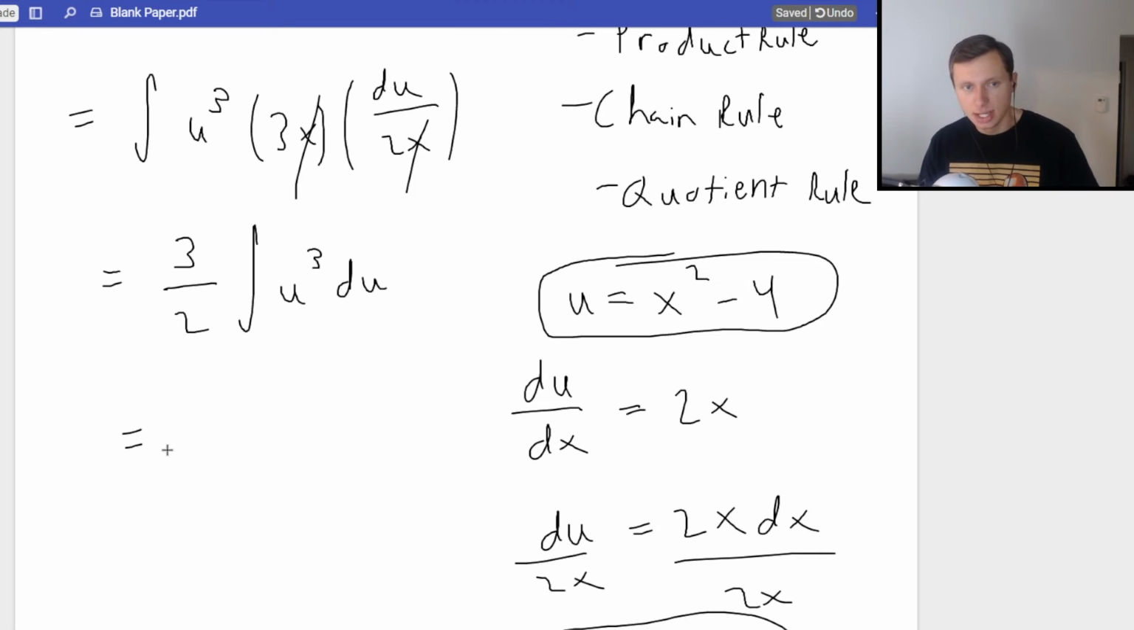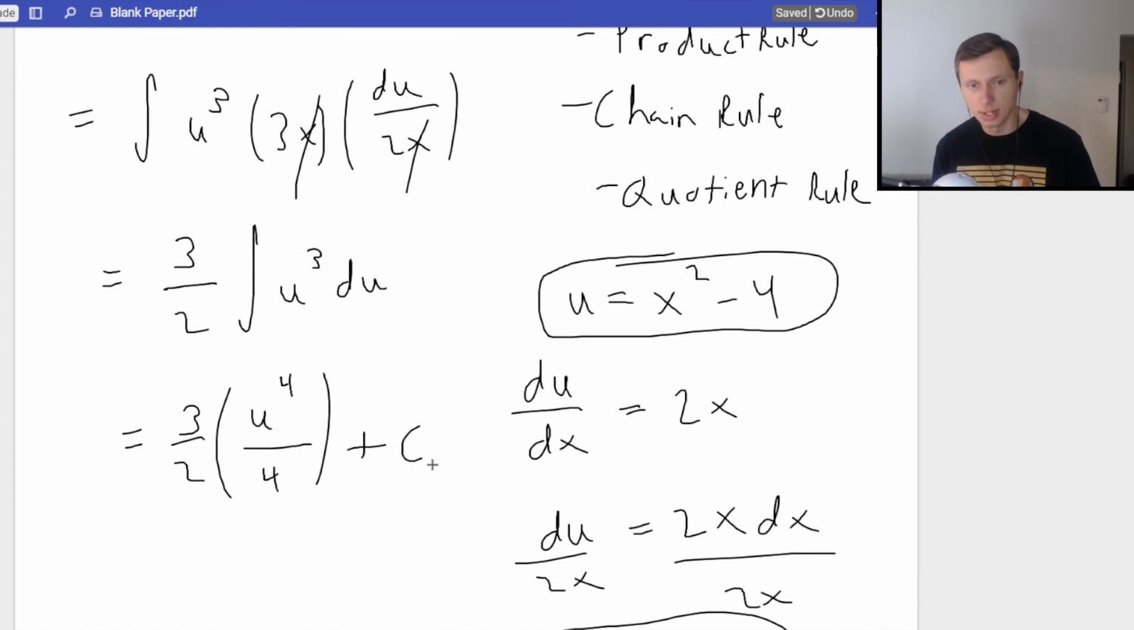And so what I'm going to say is the integral of this, and by the way, this is an indefinite integral, right? Because there's no bounds, we're going to get plus c at the end. So it's 3 halves, because that's the coefficient, times the integral of u cubed, which is going to be u to the 3 plus 1, so 4, divided by 4, and then plus c.